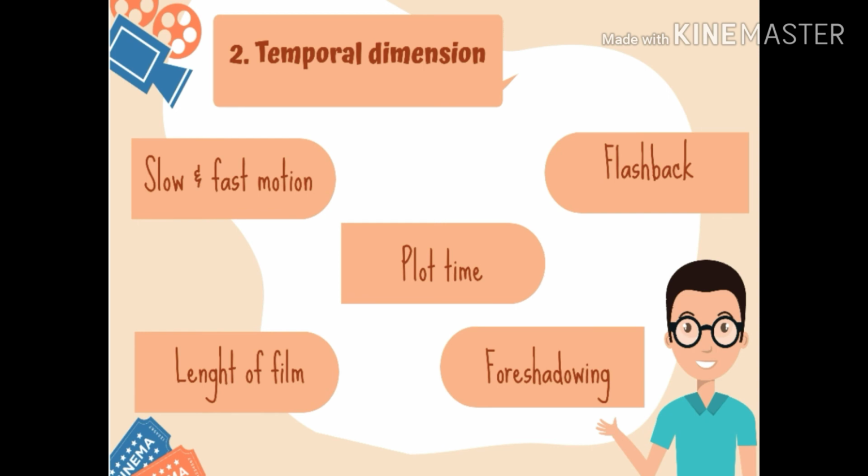Fourth, flashback. A flashback, sometimes called an analepsis, is an interjected scene that takes the narrative back in time from the current point in the story. Flashbacks are often used to recount events that happened before the story's primary sequence of events to fill in crucial backstory.